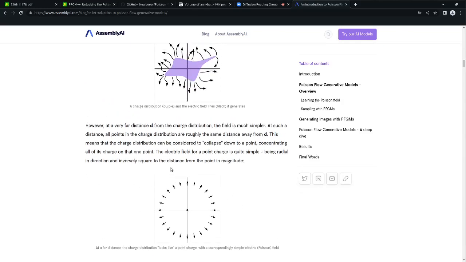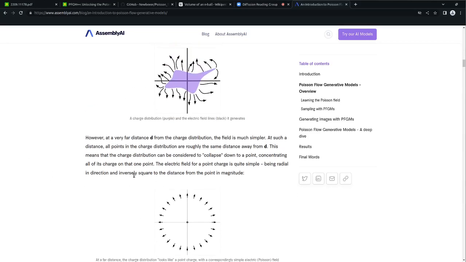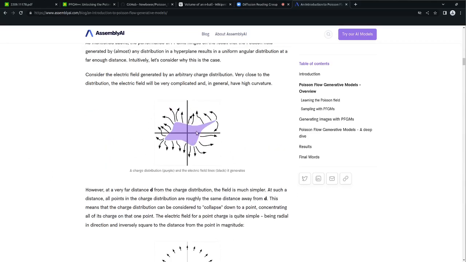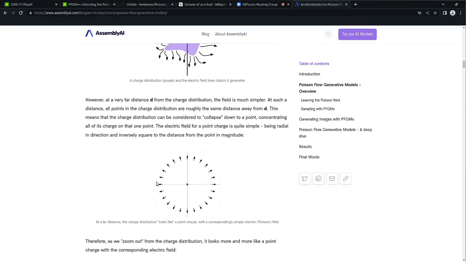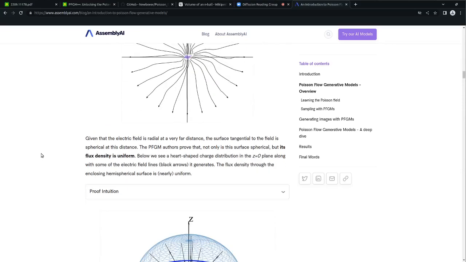So yeah, this is a nice illustration of my point about the complicated distribution giving a complicated field close to it, and as you get further away, it looks like just a source. So it simplifies.